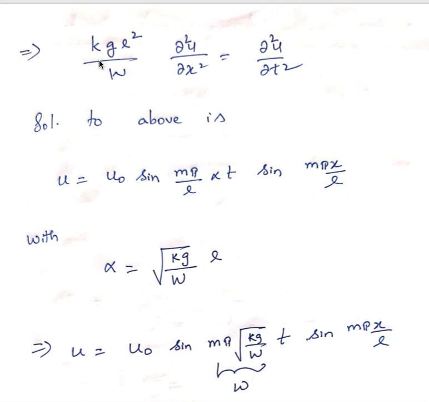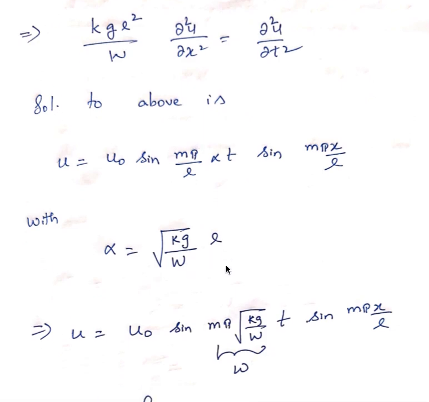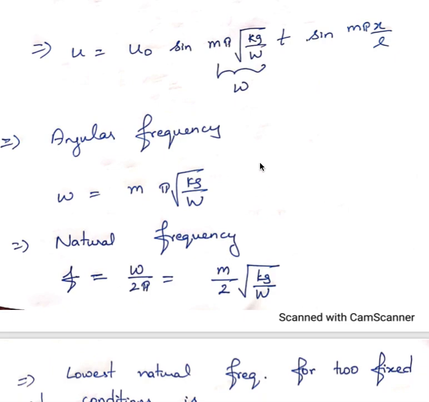Now, the solution to this particular equation is of the form u equals u naught into sine of m pi alpha t by L, into sine of m pi x by L. So this is an equation for a standing wave, with alpha equal to square root of kg by w into L. Through this we can find the angular frequency for the spring when we have two flat end conditions, which happens to be m pi into square root of kg by w. So the natural frequency is equal to angular frequency by 2 pi, which is m by 2 into square root of kg by w.